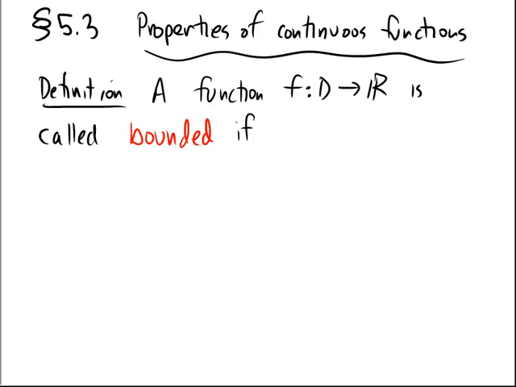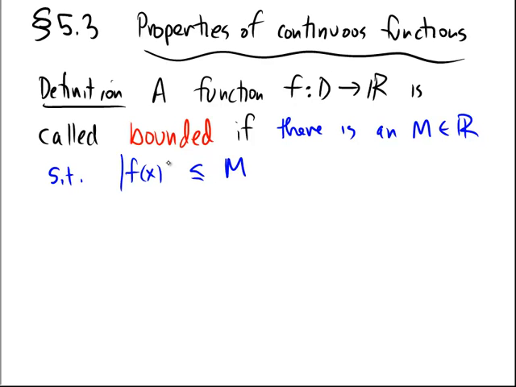So first of all, let's set up a definition similar to what we did with the sequences in the last chapter. We'll talk about a function being bounded. We'll say that a function f from some domain D to R is bounded if there is an M in the real numbers such that f of x is always less than or equal to M.